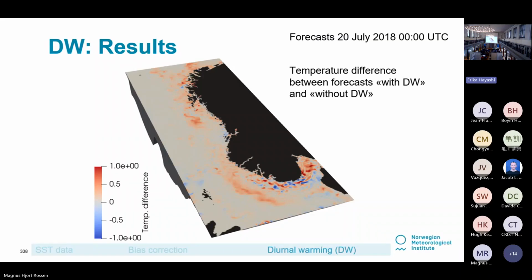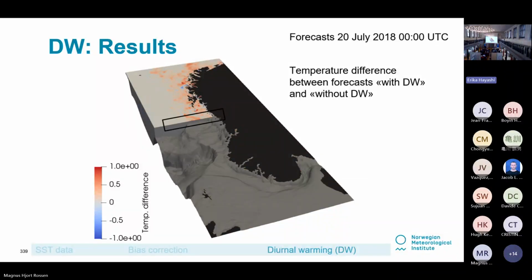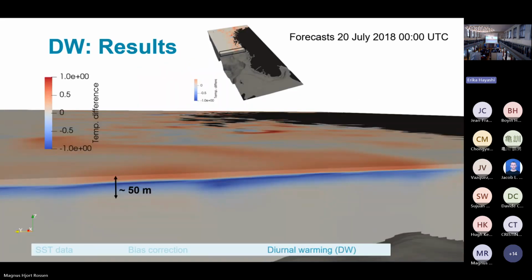As you can see, it's the surface, and we have quite some warming along the coast. Those regions do match the regions where we assimilated the warmer observations. And of course, we assimilate warm observations, so we do expect the sea surface to get warmer. What is interesting now is to see what happens in depth. So we take a cross section.